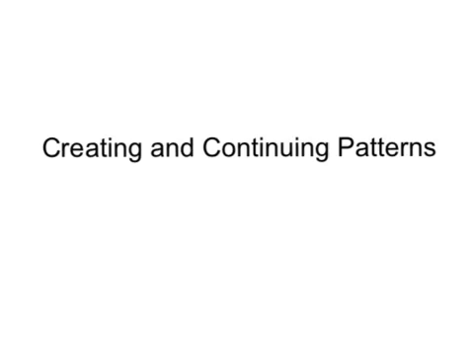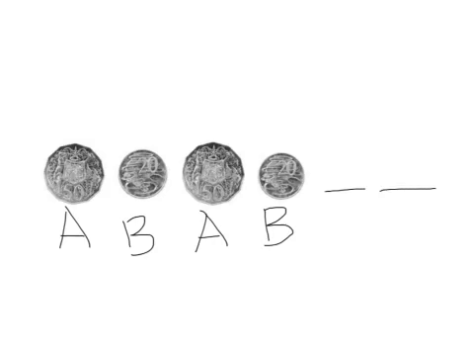We're going to look at creating our own patterns with objects and also continuing patterns or figuring out what's missing from a pattern. Okay, let's have a look at this pattern. I have a 50-cent coin, a 20-cent coin, a 50-cent coin, and a 20-cent coin. This is an A-B pattern. This is A, B, A, B. So I need to figure out what's going to come next.